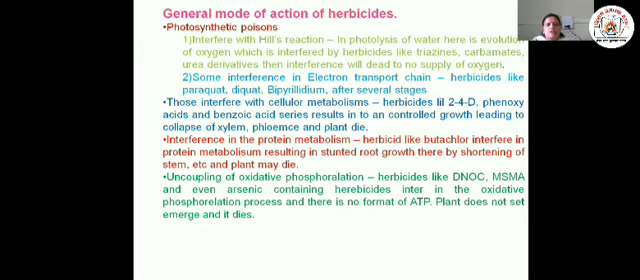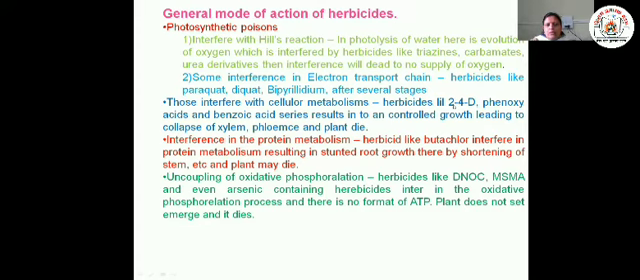Next is the general mode of action of herbicides. Under that, photosynthetic poisons. In that, first is interference with the Hill's reaction. In photolysis of water, there is evolution of oxygen, which is interfered with by herbicides like triazines, carbamates, and urea derivatives. Then interference will lead to no supply of oxygen. Some interfere in the electron transport chain. Herbicides like paraquat, diquat, bipyrrolidine, after several stages, interfere with cellular metabolism.